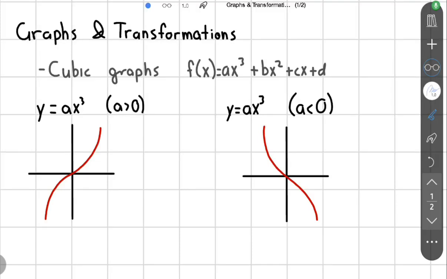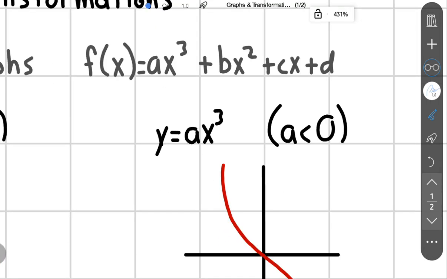Okay, Bismillah. Today we're going to talk about graphs and transformations, the fourth chapter of the Pure Mathematics 1 syllabus. And the first point that we're going to cover is cubic graphs, which follow this standard form of ax cubed plus bx squared plus cx plus d.